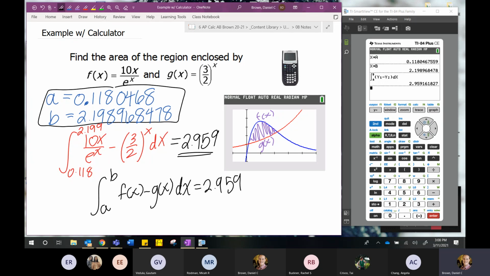Taylor, your question. Just how do you get to y1 and y2? Once you type it in, you're going to hit vars next to clear, and then it's a y variable. Oh. Any other question on that one?